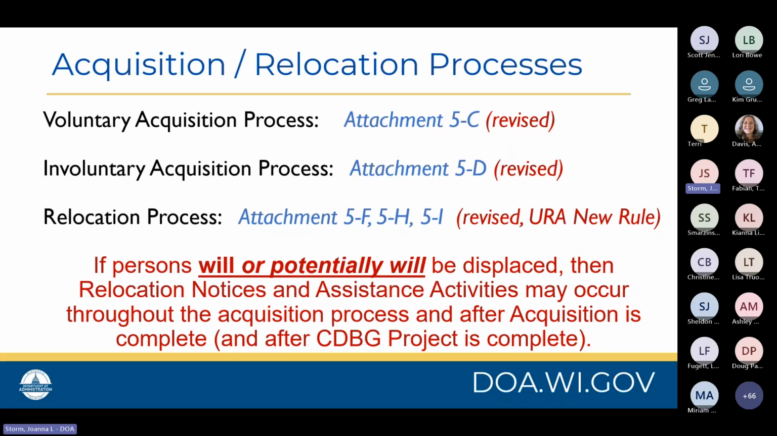So for acquisition and relocation processes, for voluntary acquisition processes, refer to attachment 5C. This again was recently revised and updated. For involuntary acquisition processes, refer to attachment 5D. And for relocation processes, refer to attachments 5F, 5H, and 5I. These have been recently revised or updated, and they also now include the URA new rule.